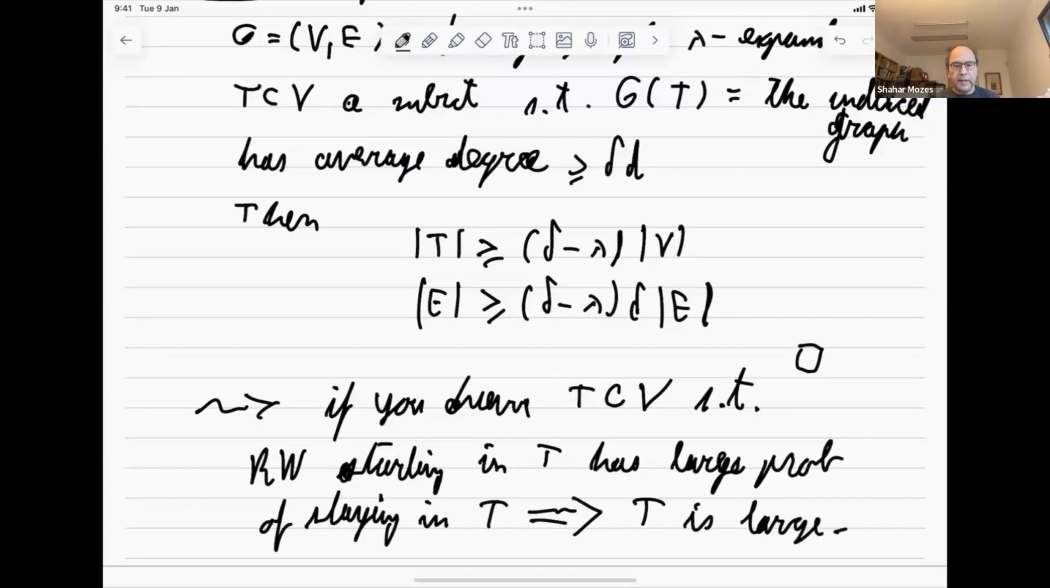This is the way you say that expander graphs are highly connected graphs. If you have a random walk and you have a large probability of staying, then this set has to be large. Large means it's linear in the size of the graph, in the set of vertices.